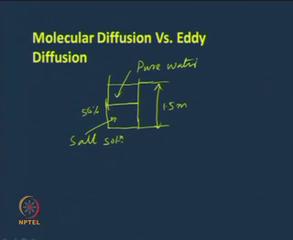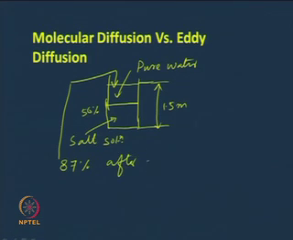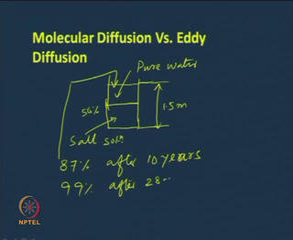If we place another 50% of pure water, and then leave it undisturbed, it can be calculated that the salt concentration at the top layer will reach around 87% after 10 years. And it will reach around 99% after 28 to 30 years.